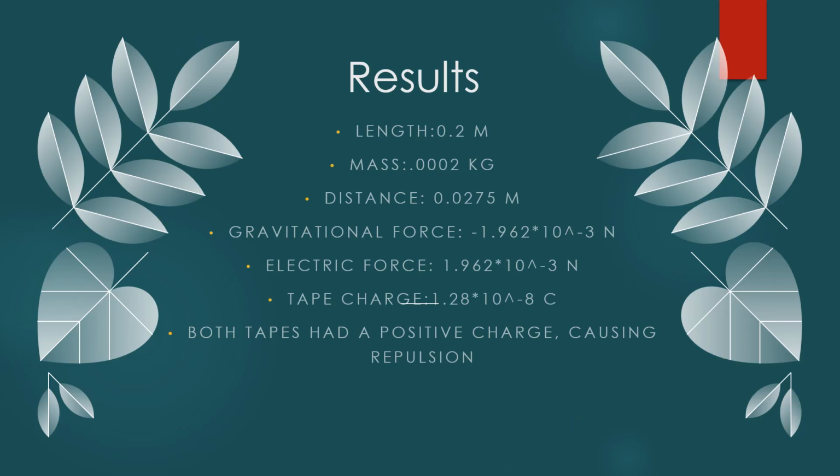The results of these procedures are: the length is 0.2, mass is 0.0002 kilograms, distance is 0.0275 meters, and the gravitational force on the tapes is negative 1.962 times 10 to the negative 3 newtons. The excess electric force was 1.962 times 10 to the negative 3 newtons, and the tape charge is 1.28 times 10 to the negative 8. What we found after our procedure was that both tapes had a positive charge, meaning they both repelled each other, because we know the same charge repels.